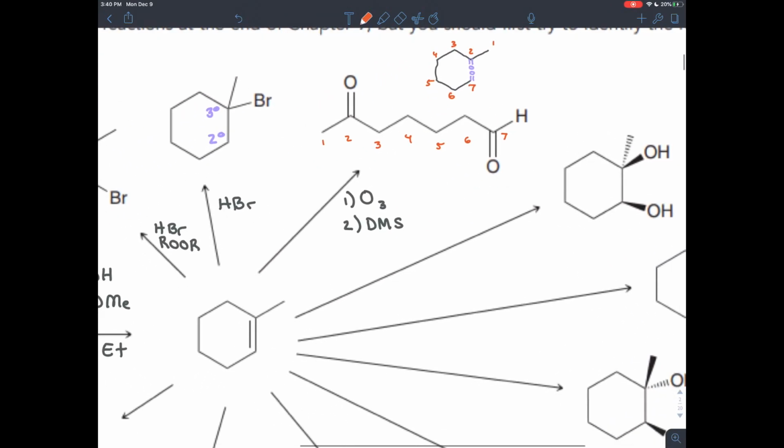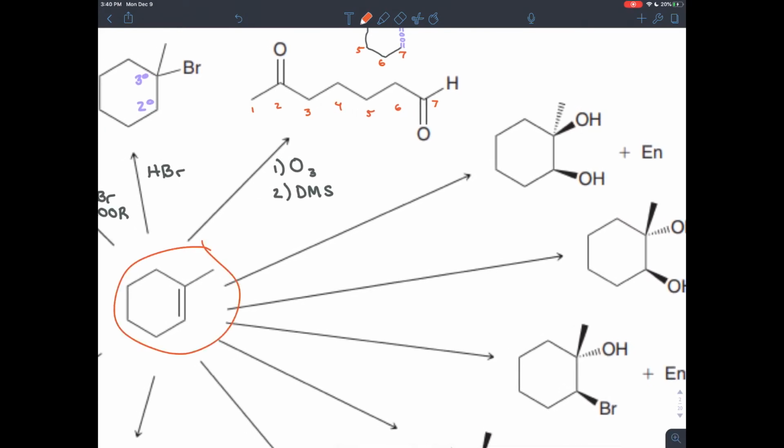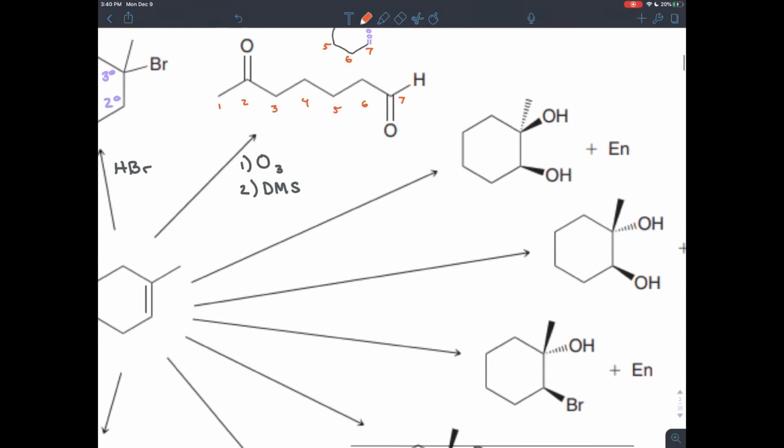Okay, let's try this next one. What we're doing is we start with an alkene, and we're adding 2 OHs, 2 hydroxyl groups, cis. Now we're getting this arrangement and also the enantiomer. The enantiomer would be if both of the OHs were going away and this methyl group were coming out at us.